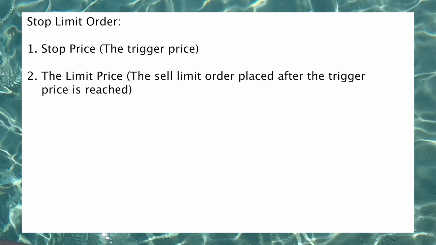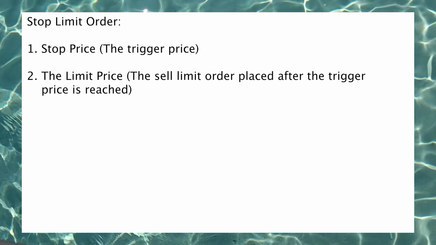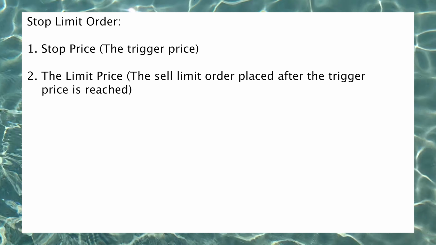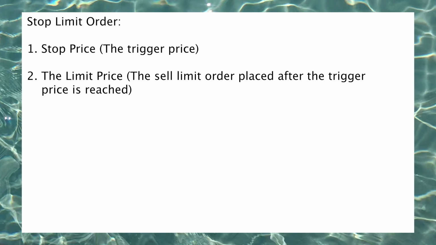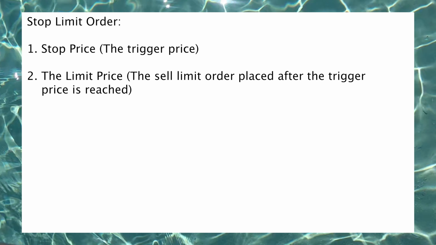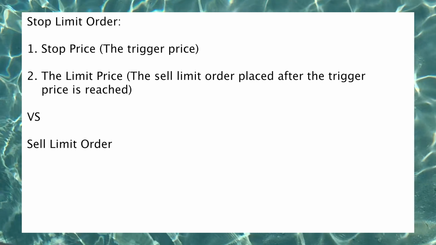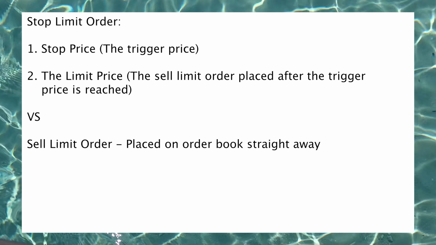But a stop limit order works very differently. It's best to break it down into two parts. The stop price, this acts as a trigger, and the limit price, this is the actual sell order that gets placed once your stop is triggered. So here's how it works. The stop price is a trigger price. Your limit order won't exist on Coinbase until the stop price is reached. This is different from a regular limit order, which is placed on the order book straight away.